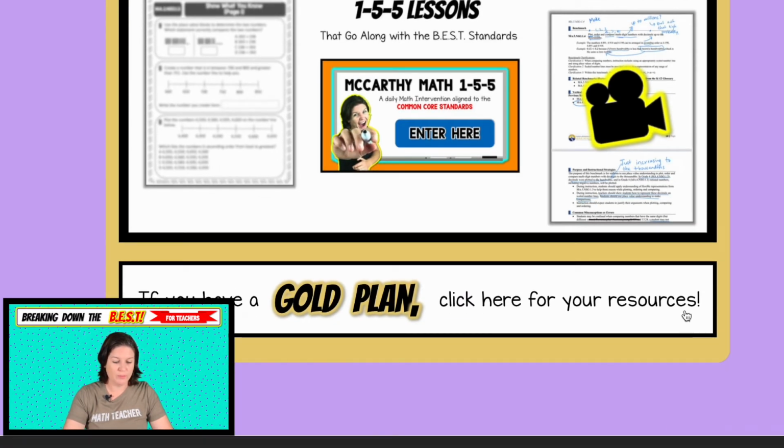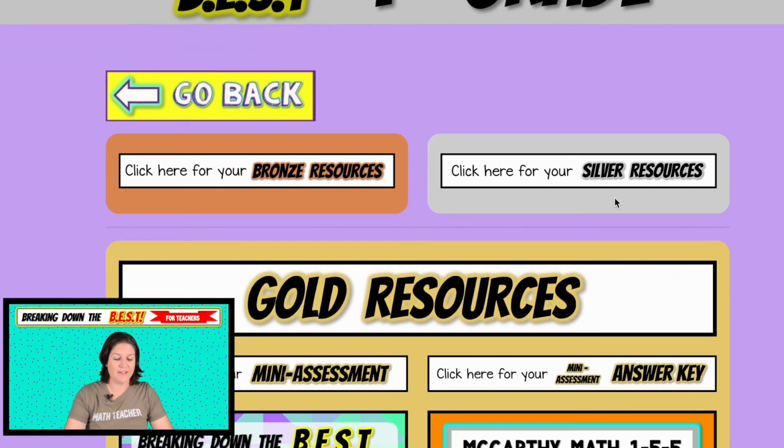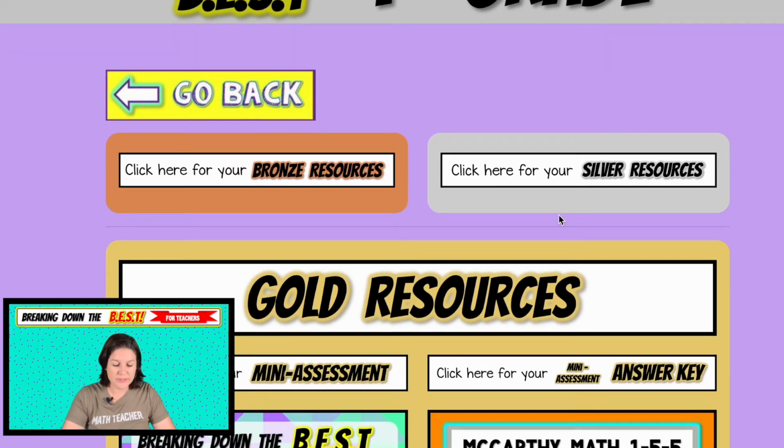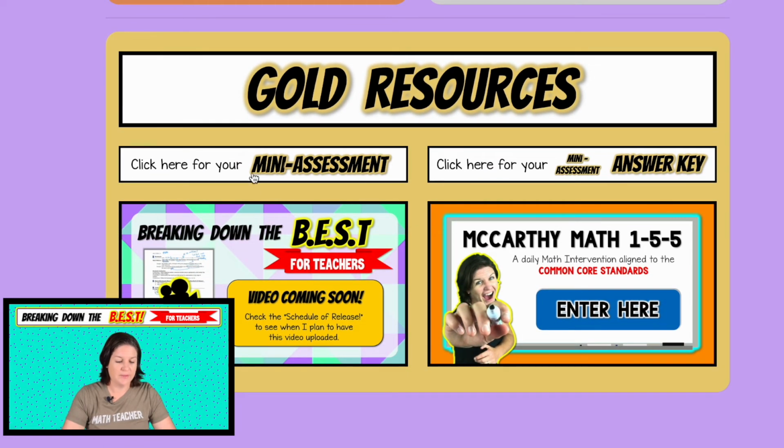If you have the gold plan, you have access to everything. So you can go back to the bronze resource at any time. You can go to the silver resources right there.